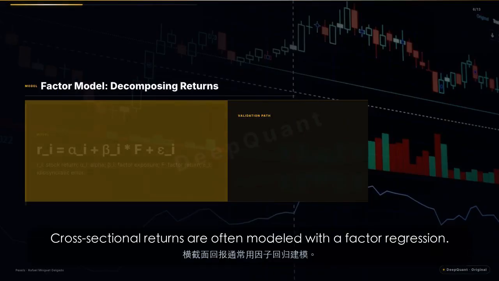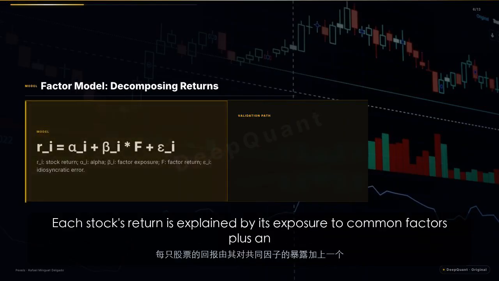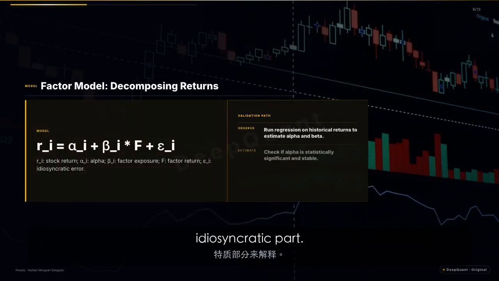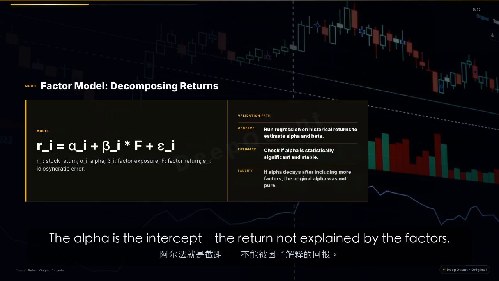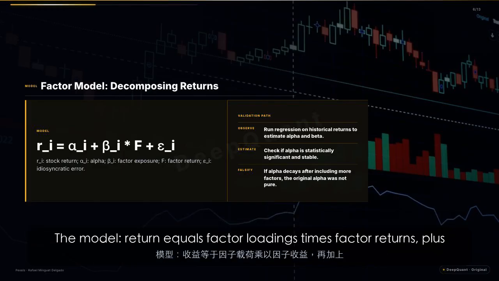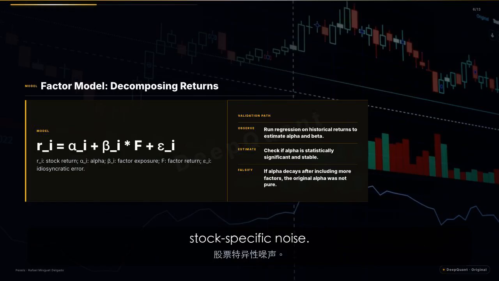Cross-sectional returns are often modeled with a factor regression. Each stock's return is explained by its exposure to common factors plus an idiosyncratic part. The alpha is the intercept, the return not explained by the factors. If you build a portfolio with zero beta to the market, you harvest that alpha. The model: return equals factor loadings times factor returns, plus stock-specific noise.